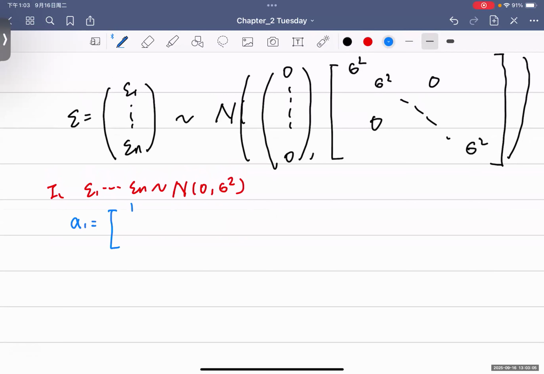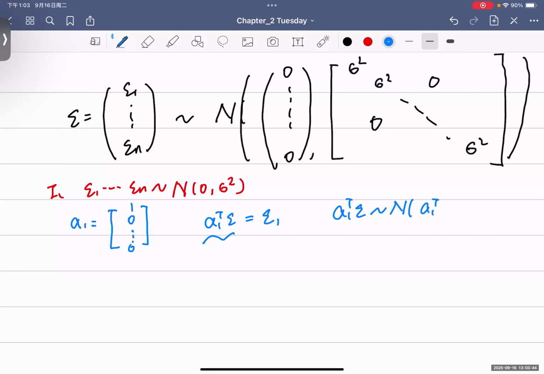A1 only has the first element equal to 1. The other elements are 0. Therefore, A1 transpose times epsilon, because A1 only has the first element equal to 1, taking the inner product will just give epsilon 1 here. And we also know A1 transpose epsilon will follow a normal distribution, using our earlier statement.